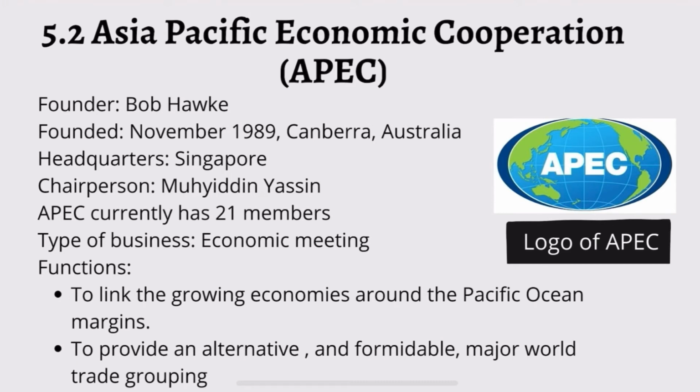It was founded in November 1989 at Canberra, Australia by Bob Hawke. The headquarters of APEC is in Singapore and the chairperson is Muhyiddin Yassin. APEC is made up of 21 members including many countries in East Asia, Southeast Asia, Australia and New Zealand, Western Latin America and Canada, and the United States.